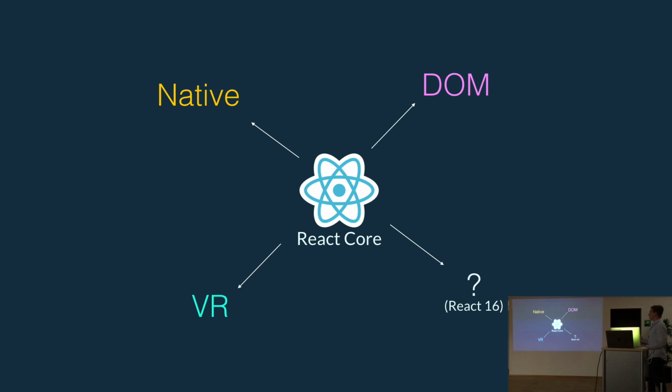Why is that good? Because the JavaScript code that we write goes right in React Core. So the JavaScript code that we write is also independent of the DOM, of native, and of VR. And that means that also the tests that we write are independent of these renderers. And this is a good thing because this makes testing a lot easier and a lot faster.